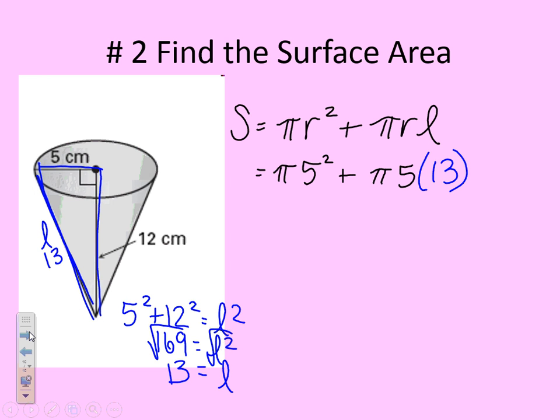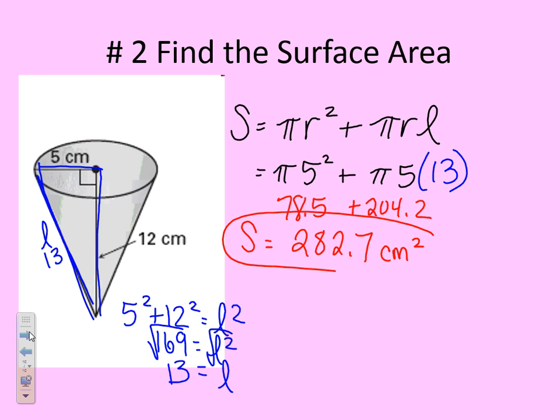Many times you can just type this in your calculator all in one step, but in case you don't have a calculator that does that, I will type in pi times 25, or 5 squared. I get 78.5. And then I have pi times 5 times 13, and I get 204.2. And if I add those two numbers together like it says, my total surface area is 282.7. So I'd say 282.7 centimeters squared for my total surface area. Okay, so that's how we find that surface area of that cone.